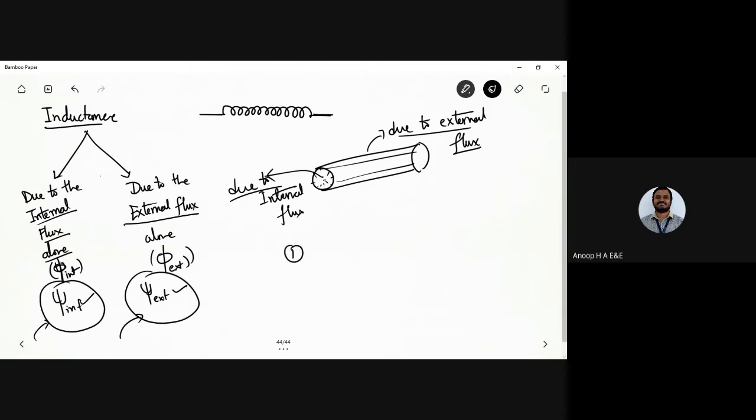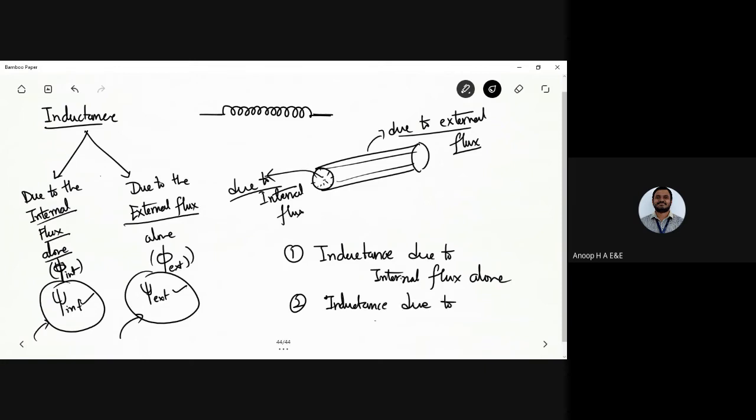First we'll be calculating the inductance due to internal flux alone. Next we'll be moving ahead with inductance due to external flux alone.